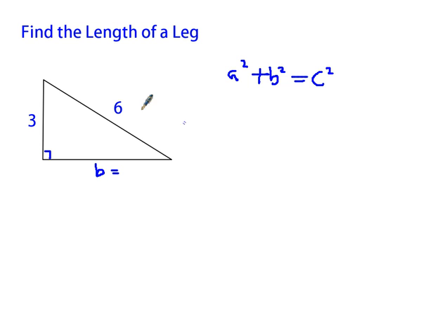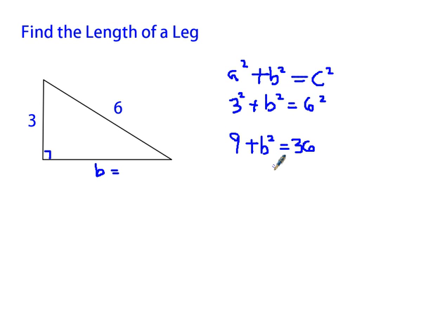So I substitute in what I have, and 3 is A, so I say 3 squared plus B squared, because B is the side length that I don't know, equals 6 squared. And now the procedure is very similar to the previous problem. 3 squared is 9. I don't know what B squared is, so I simply leave it as B squared and that equals 36.